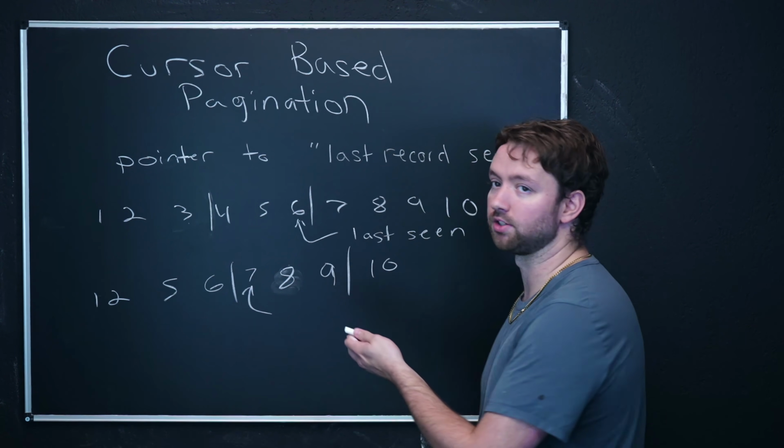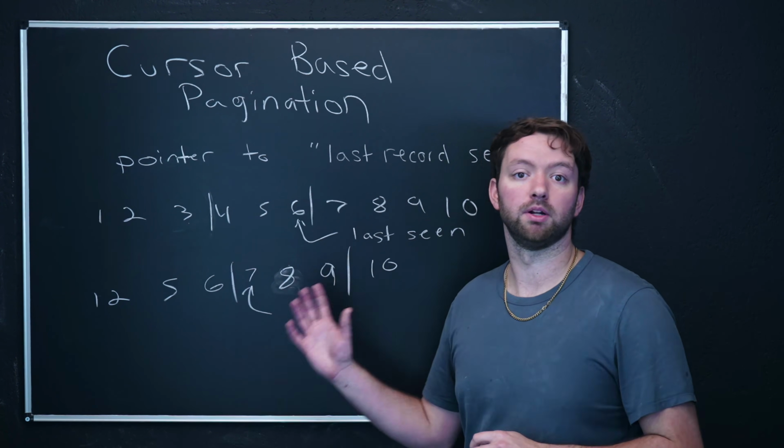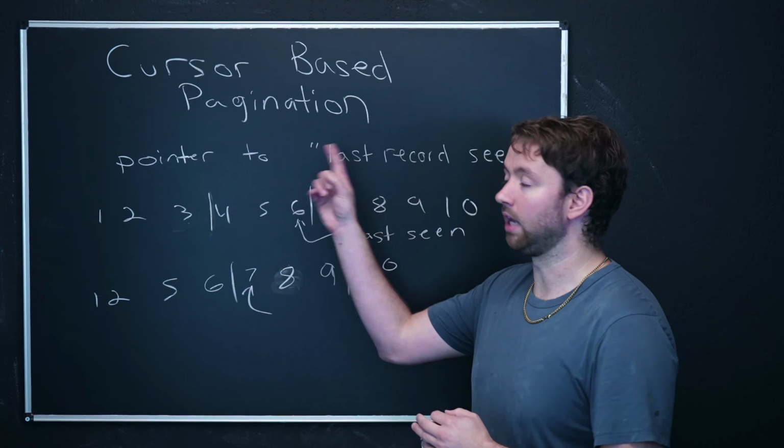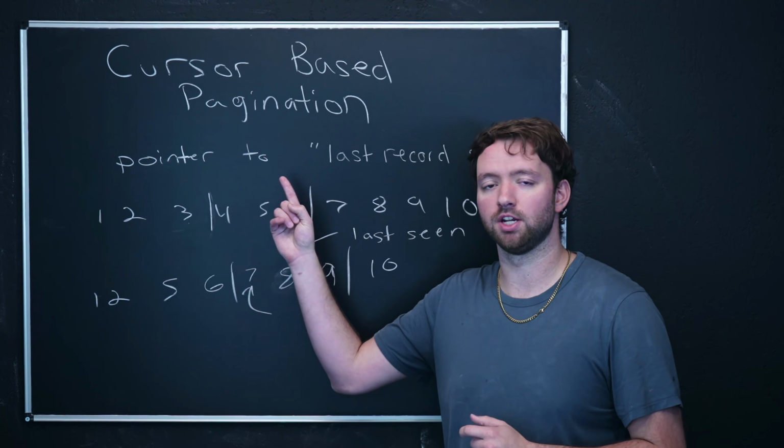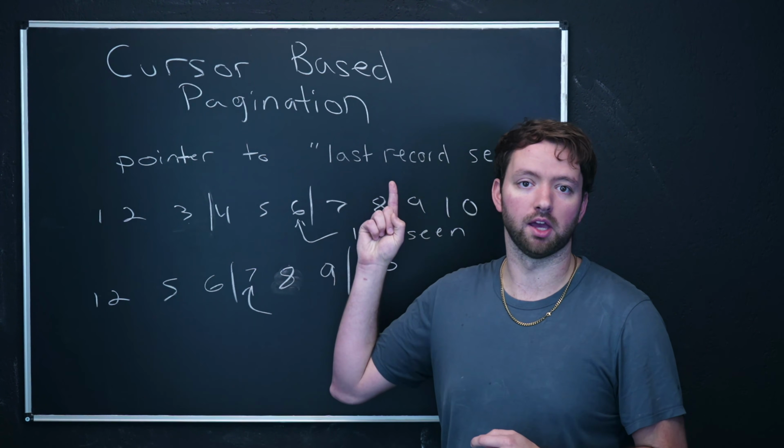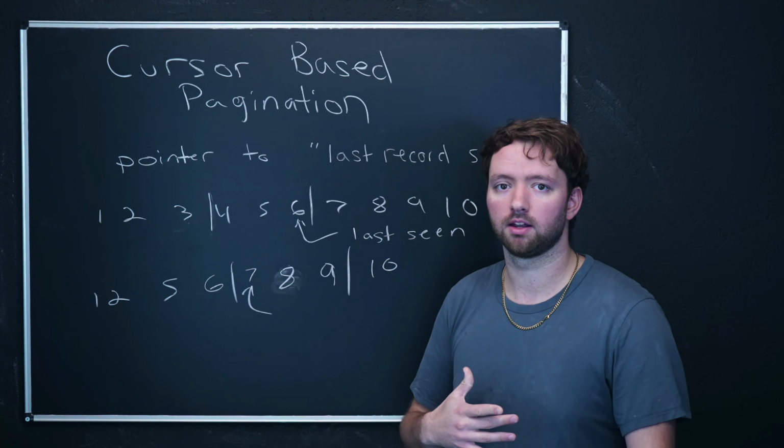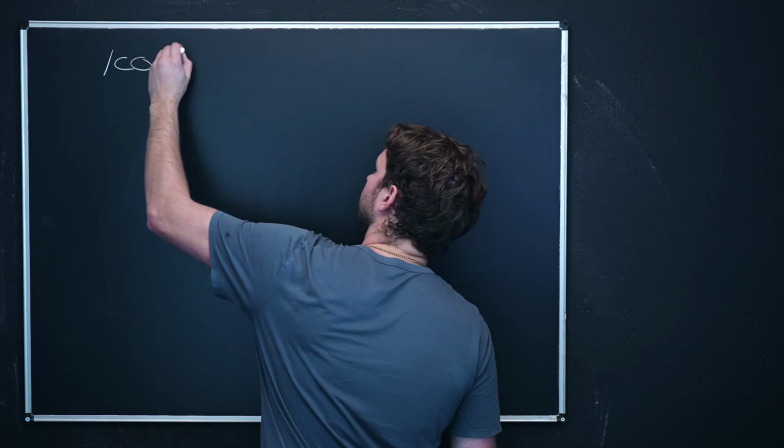But there are a few gotchas here that you definitely need to be aware of. I'm going to talk about some of the pros and cons and when you can and cannot use cursor-based pagination. But first I want to show you what the actual API response might look like. So to navigate to a page, you might see something like this.